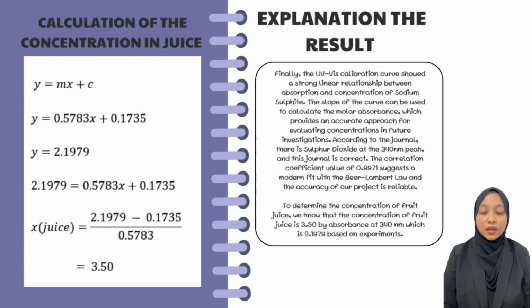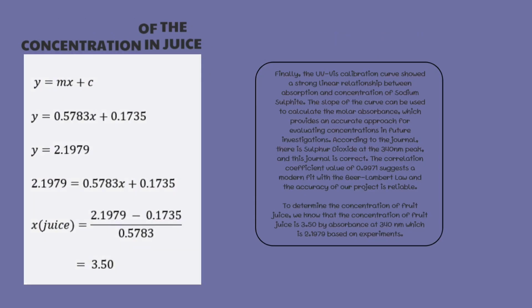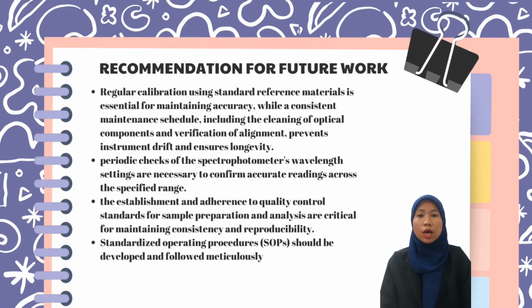So to determine the concentration of the fruit juice, we know that the concentration of fruit juice is 3.50 by absorbance at 340, which is 2.1979 based on the experiment. So I will present the recommendations for future work.